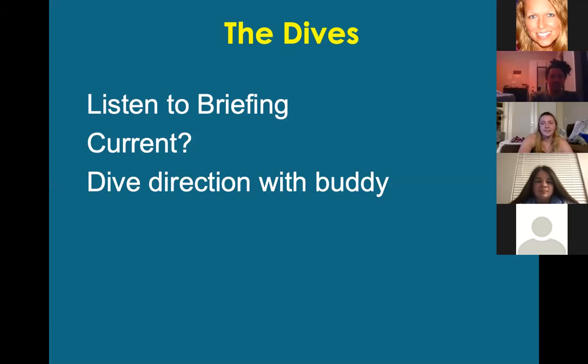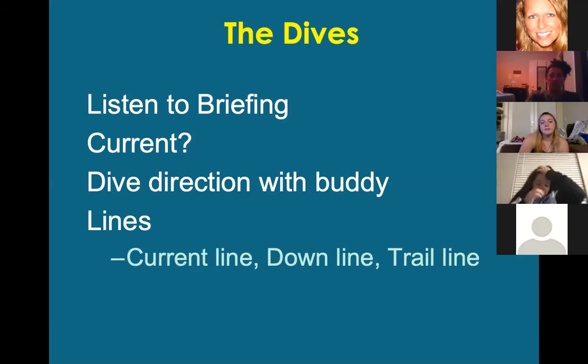Go over some things. Be like, hey, when we get down there, do you want to go to the bow side of the boat and check out that area first and then kind of come back? Make sure you talk about it before you get down there. And then also make sure you know your lines. There's a current line, a down line, and a trail line. And also be aware of how you're going to enter.